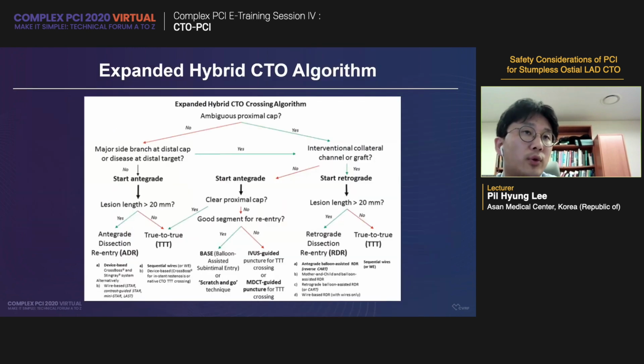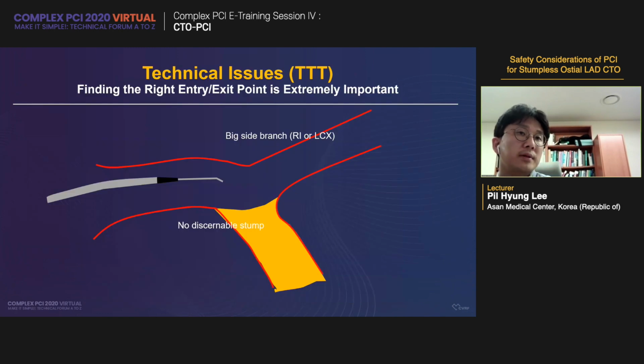So coming back to what we can do, if we simply apply the expanded hybrid CTO algorithm to this CTO subset, following the arrows to the right side for ambiguous proximal cap, we may have these options for stumpless ostial LAD CTO too. However, bass or scratch-and-go techniques should be avoided. We must stick to the true-to-true strategy. The problem is that it is not always easy to stick to the TTT strategy.